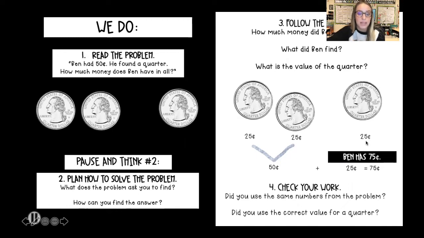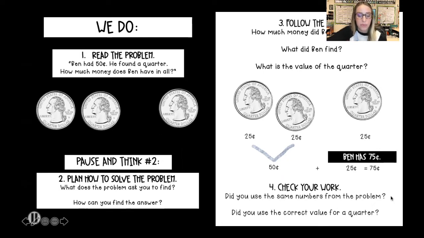So that means we're going to have to add the 50 cents he already had with the 25 cents he just found. So 50 cents plus 25 cents equals 75 cents. If it makes it easier and you want to draw that vertically on your paper, you can do that without the cent sign. But whenever you get your actual total, go ahead and add the cent sign at the end. So Ben has 75 cents.